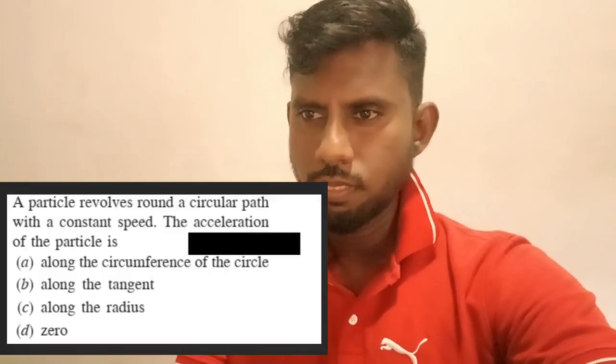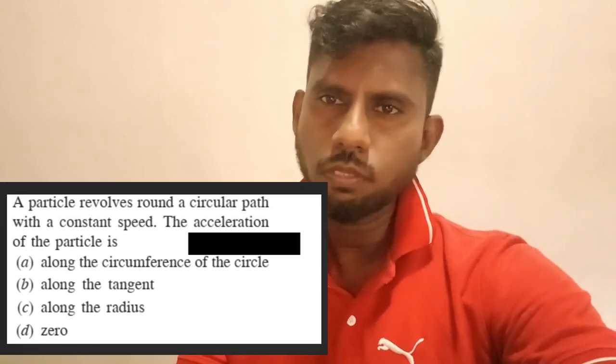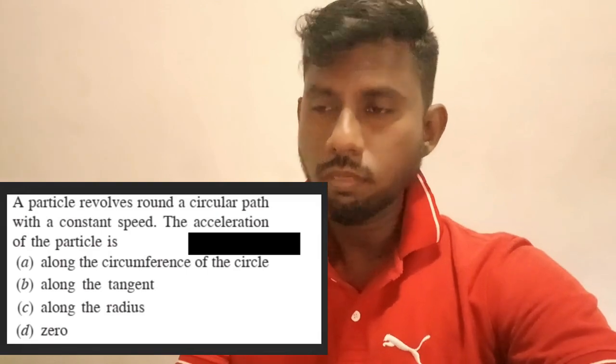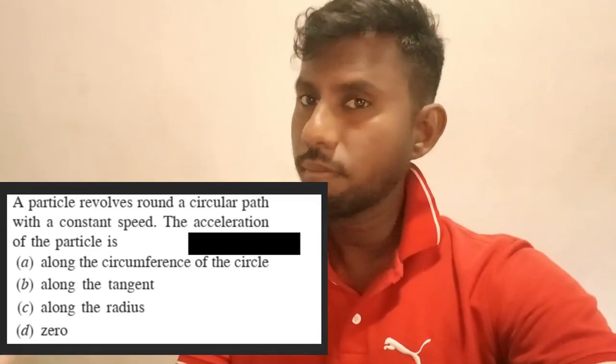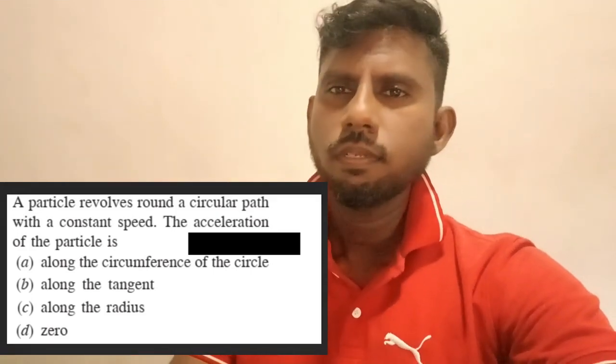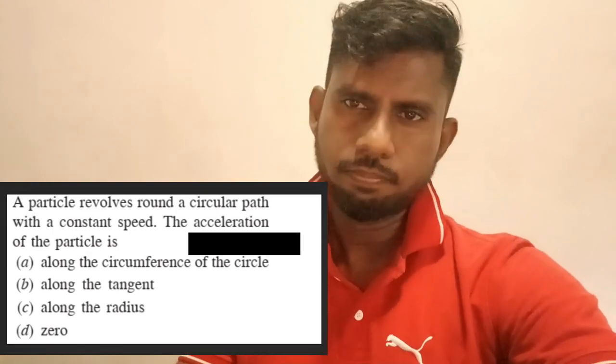Moving into question number 16. A particle revolves round a circular path with a constant speed. The acceleration of the particle is, along its constant speed along the circumference of the circle? Yes, it's constant, so no acceleration. Along the tangent, again, constant speed, so no acceleration. Along the radius, yes, it's in a circular path, so it's towards the center along the radius. So answer is C, right?